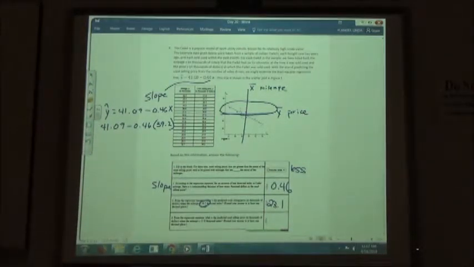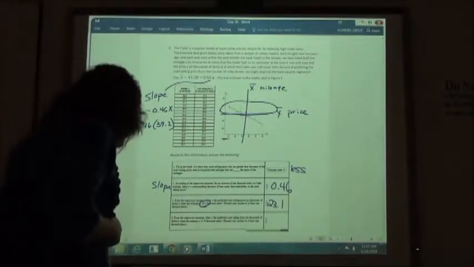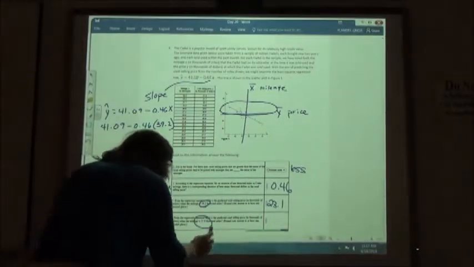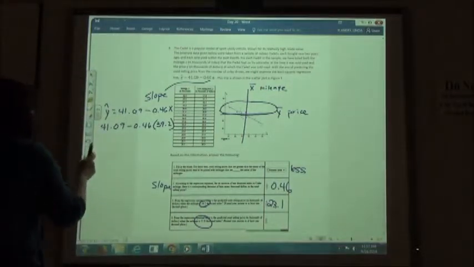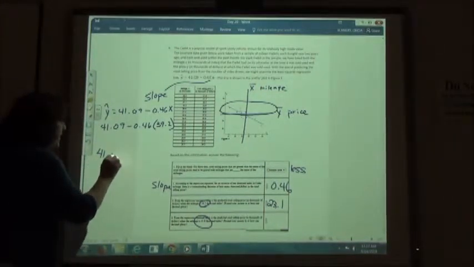And number 4, they're also going to use your regression equation. So basically you're doing the exact same thing as number 3. From the regression equation, what is the predicted used selling price in thousands of dollars when the mileage is 21.8? So now we're going to use our regression equation, 41.09.